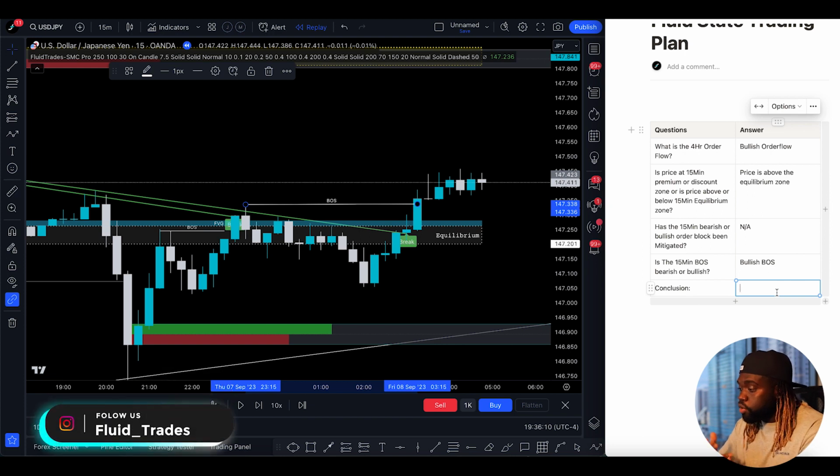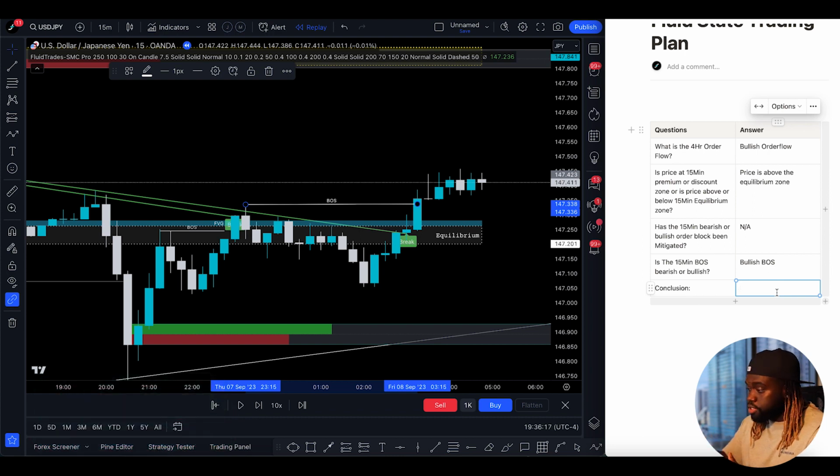Price is above the equilibrium zone. The equilibrium is playing as a support zone for us in the 15-minute, so that's a bullish sign. Has the 15-minute bearish or bullish order block been mitigated? We don't have one, not available.